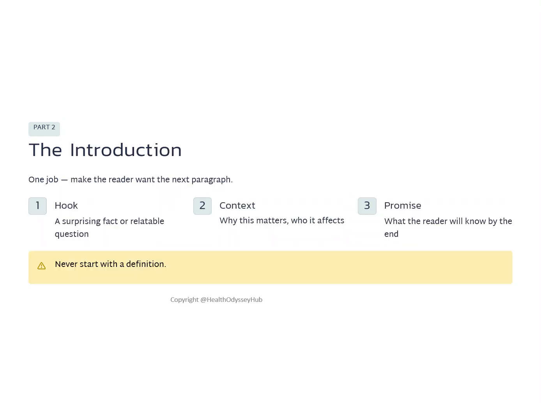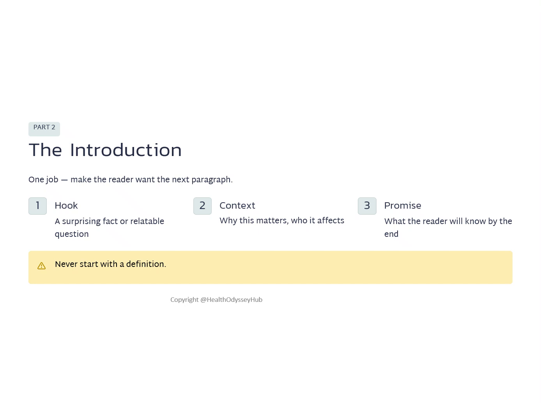Part 2 is the introduction. The introduction has only one job, that is, to make the reader want to read the next paragraph. It does not need to summarize your entire article. It does not need to be very long. It just needs to give the reader a reason to keep reading.